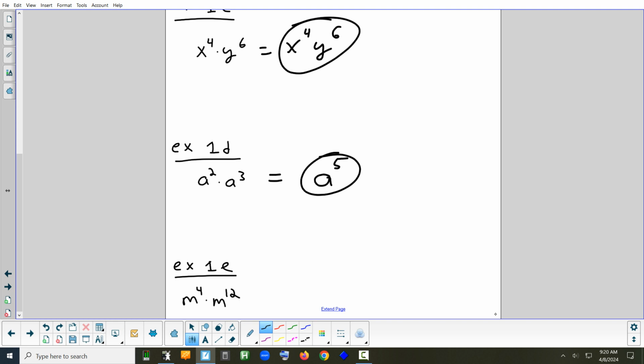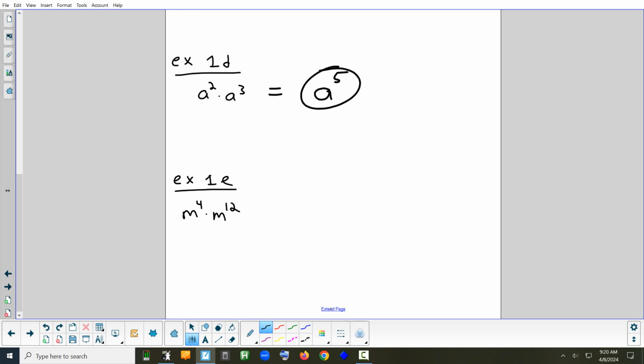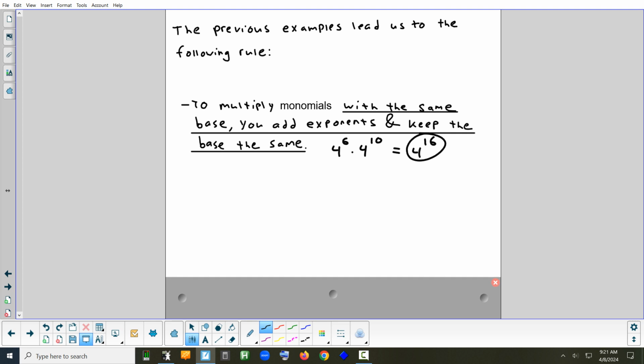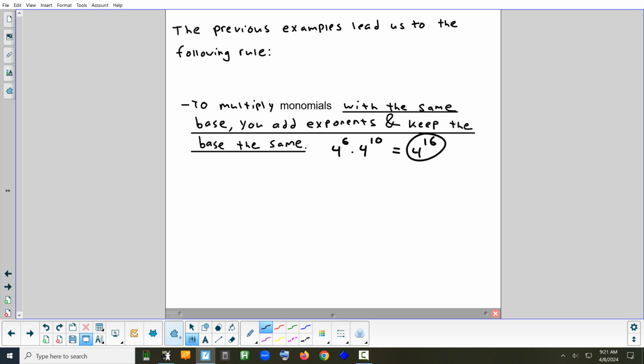And Madeline, how about the bottom one? Is that one that can be simplified? Yes, it is. What's the base going to be when you simplify it? M. And what's going to be the exponent? 16. Perfect. Any questions on that? All right. So that's multiplying two monomials together that have the same base. You guys, everybody already have that rule?